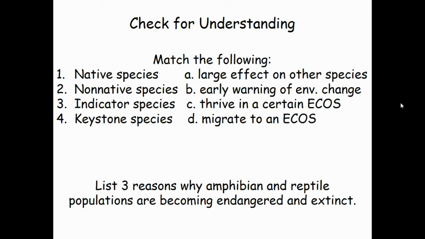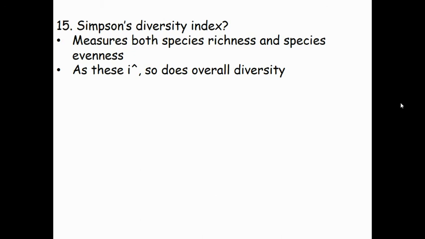Okay, moving ahead in 3, 2, and 1. All right, so Simpson's Diversity Index measures both species richness and evenness. And as these both increase, so does the overall diversity. So species richness and species evenness, which is a measure of how many members of one species versus another. If those increase, overall diversity will as well.